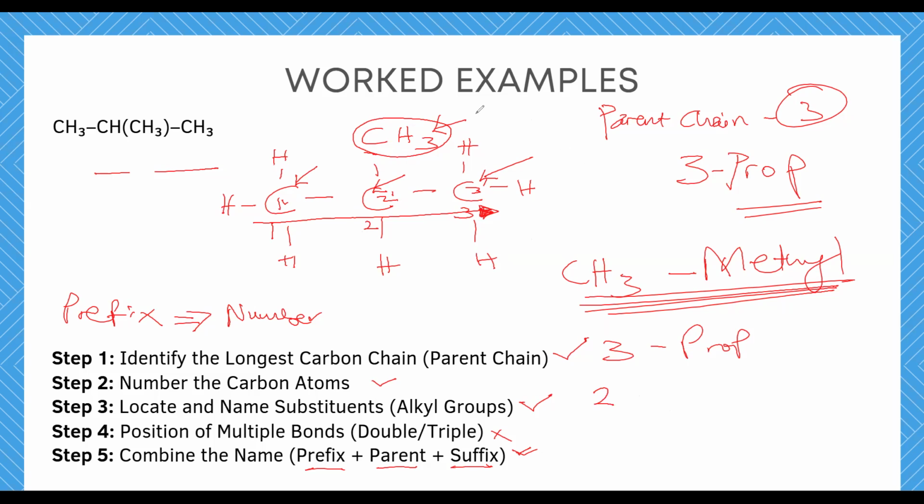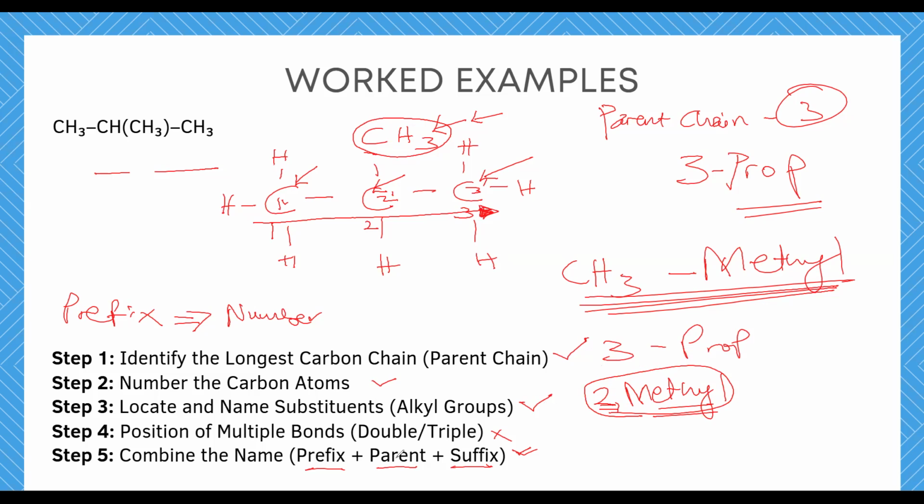What is the name of the branch? Methyl. So we have 2-methyl. We have identified the name of the branch, 2-methyl. Methyl is the name of the branch, and 2 is telling us that it is on carbon number 2. Are you there?